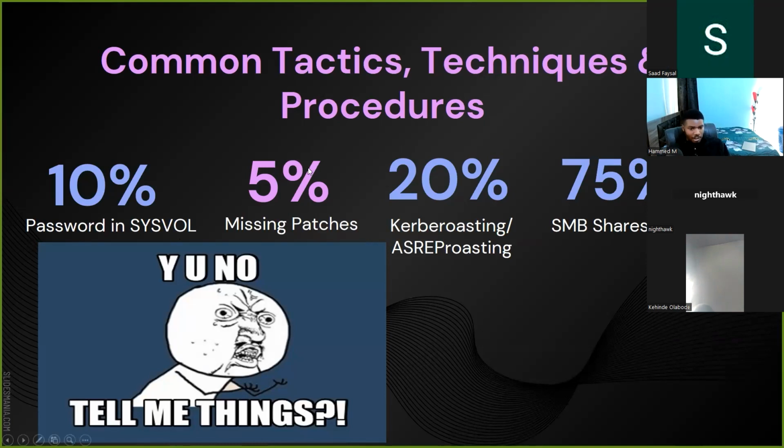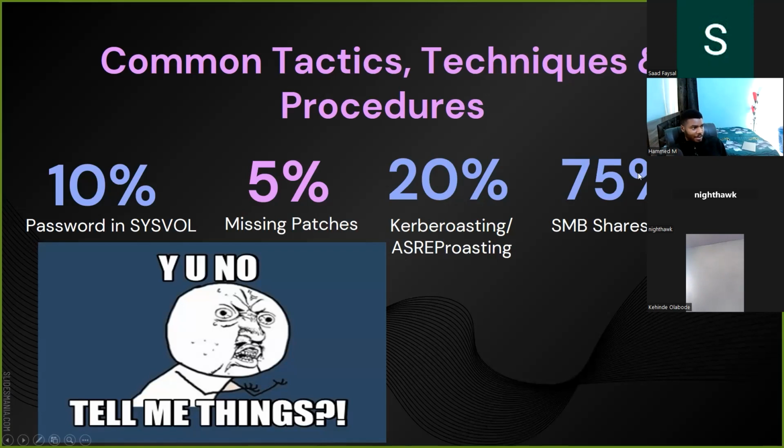Second thing is missing patches, right? Zerologon, all these CVEs, you need to try them, see if they work in the Active Directory environment. And then Kerberoasting and AS-REP roasting. These are Kerberos attacks, and we're going to be looking at one of them as a demonstration. Kerberoasting and AS-REP roasting. So I'm going to talk about this moving on.